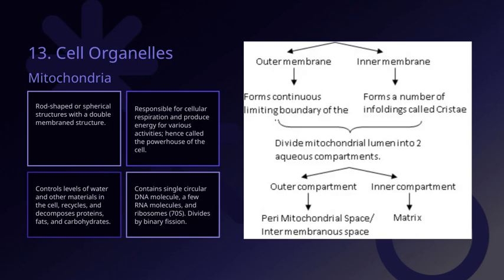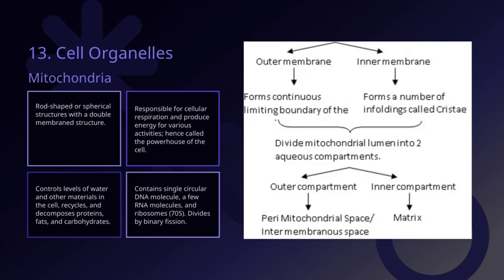Let's take a closer look at the mitochondria, which are often called the powerhouses of the cell. These structures contain a single circular DNA molecule, a few RNA molecules, and ribosomes, specifically 70S ribosomes, which are essential for protein synthesis. Mitochondria multiply through a process called binary fission, similar to how bacteria reproduce, ensuring they can meet the energy demands of the cell.